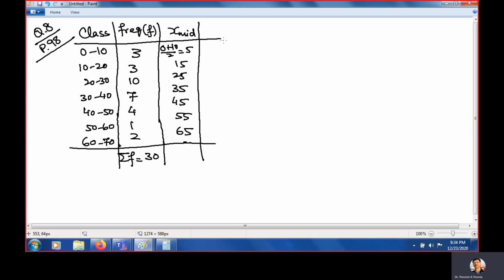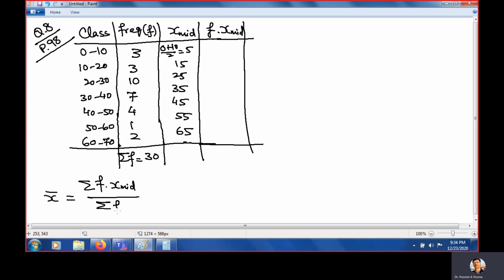Okay. Then to evaluate the standard deviation, what do we need first? First we need the mean. So we will multiply f into x mid. Why? Because the formula for mean in case of class interval is sigma f into x mid upon sigma f. This is the formula. So you need to multiply it. 5 times 3 is 15. 15 times 3 is 45, 25 times is 250, 35 times 7.